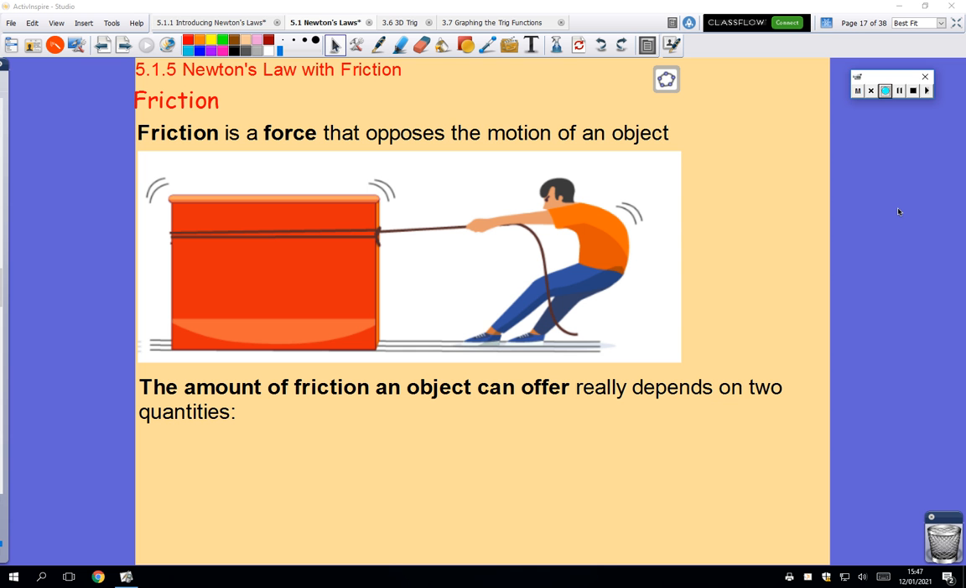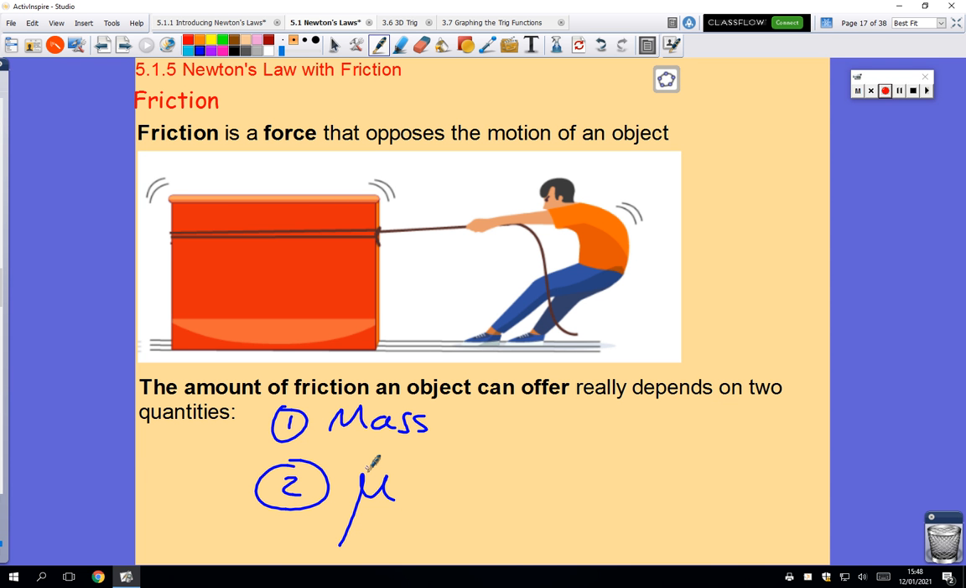Okay, in this lesson we're going to look at a few examples where we're going to deal with problems initially with the norm reaction and then with a few problems with friction involved. Remember we said the amount of friction an object can offer really depends on two quantities. The first quantity was the mass of the object and the second quantity was something called the coefficient of friction, mu. And mu is a ratio, it's a fraction.